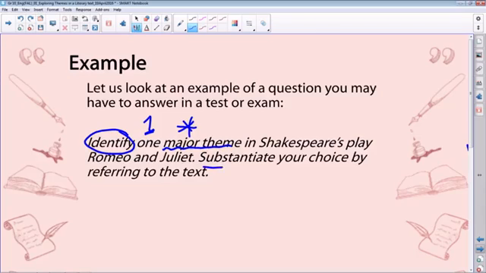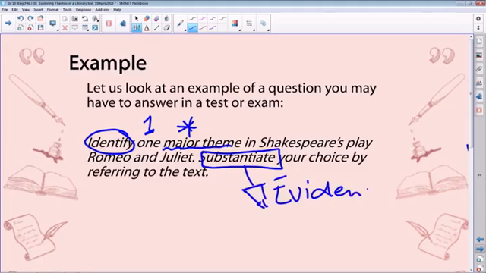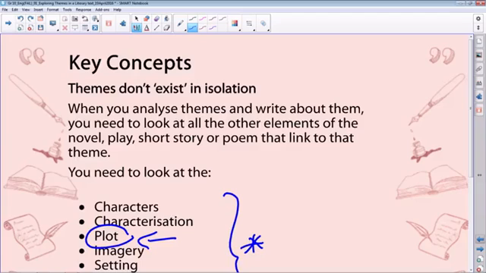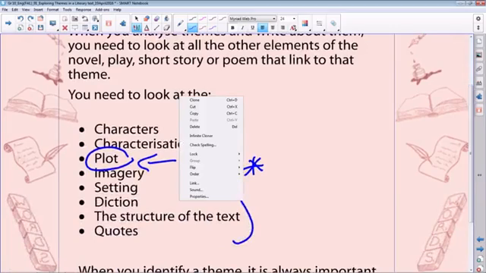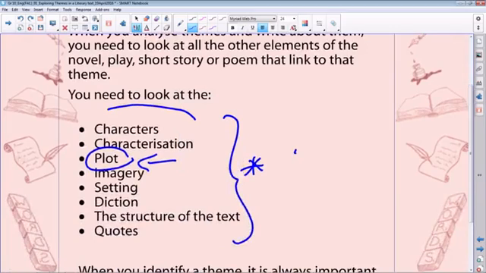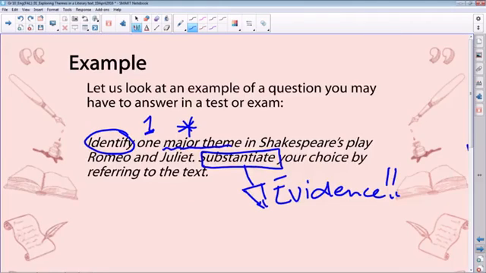Then they ask me to substantiate. And as soon as they say substantiate, that's when they want evidence. And that's when you go back to this. This is your evidence. Okay. All right. So, identify one major theme, substantiate your choice by referring to the text. Okay, so this is a nice general one, as I said.